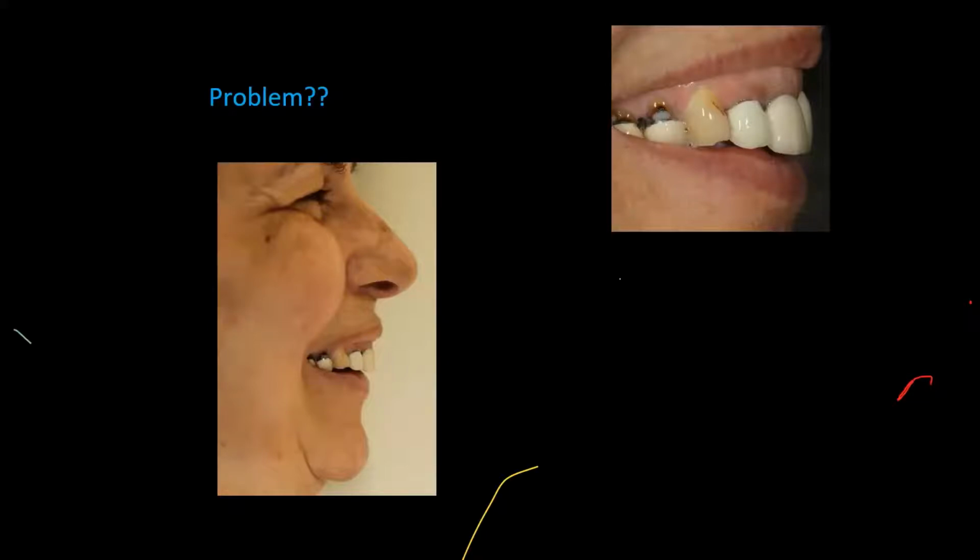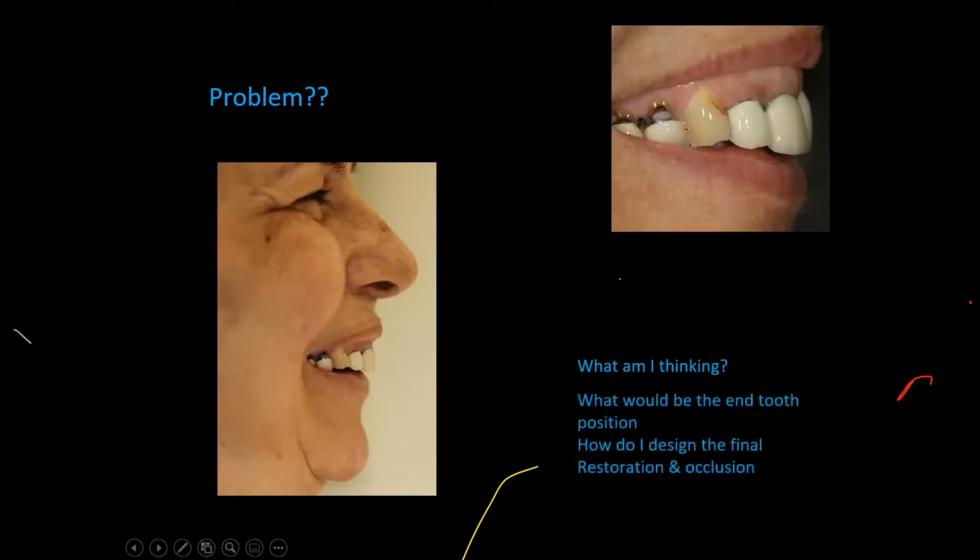So having said that, the way I see it, in this particular case, with this particular patient, you can see that, if I can make this work. So what am I thinking? I'm thinking, as I'm restoring this patient, what would be the end tooth position? How do I design the final restorations? And what would be my occlusion prescription? I don't need an articulator to tell me that, because I can see in the mouth exactly where it's going to go.